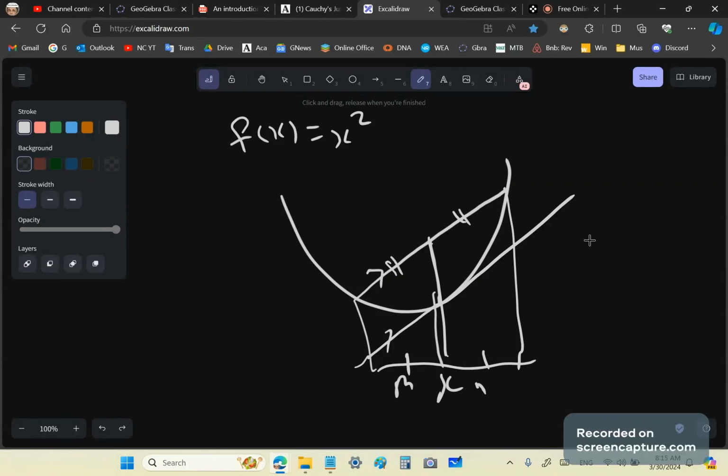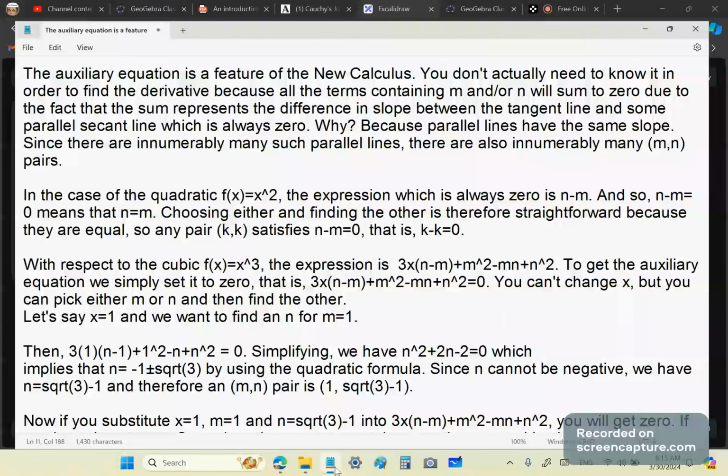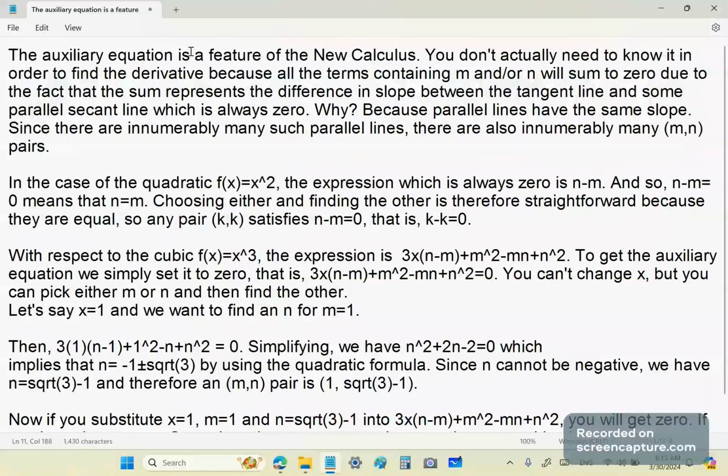So let's see, have I dealt with everything? Yes, and let's answer some questions here. The auxiliary equation is a feature of the new calculus, okay? You don't actually need to know it. You can just discard it like you do with your terms in h in your bogus calculus, and that's perfectly valid. You don't need to know it to find the derivative because all the terms containing m and n, or h in your bogus calculus, can be discarded. And that's simply why it's perfectly valid just to toss them away or set them equal to zero. It has the same effect.